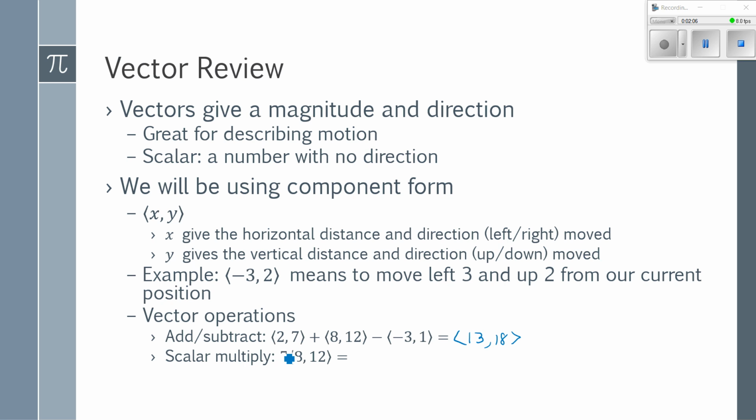Scalar multiplying is taking a scalar times a vector, and this is like doing the distributive property. I'm just going to take and multiply each part, each component, by that scalar.